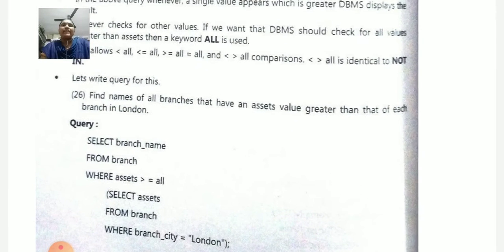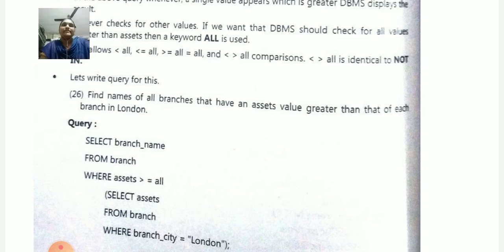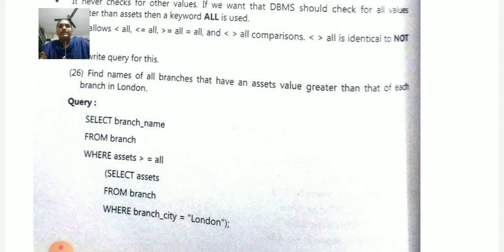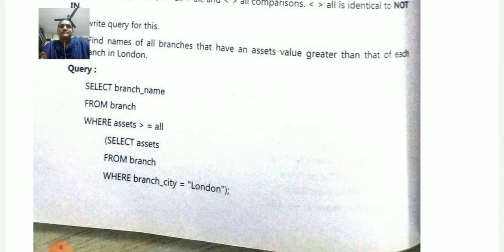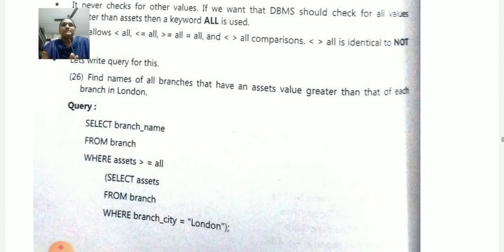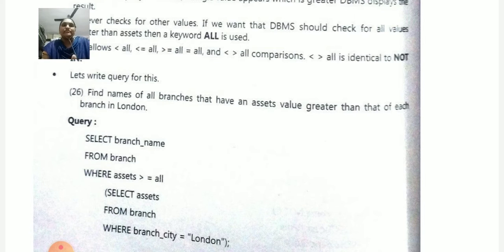Okay, let us write the query for this. Find names of all branches that have an asset value greater than that of each branch in London. For this purpose we use the following query: select branch name from branch where assets is greater than all, select asset from branch where branch city is equal to London. First of all we have to select the assets from London. Afterward we select the branch name from branch where asset is greater than all. This query selects the branch names which have greater assets than every branch in London.